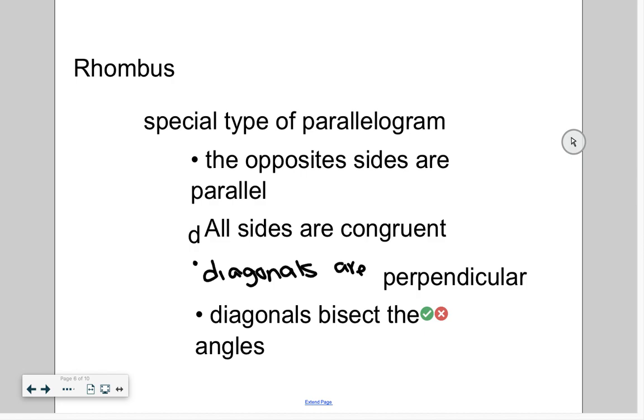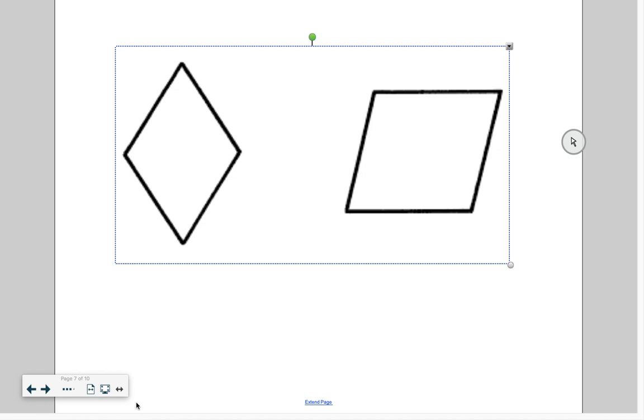So, rhombus has 4 special characteristics. The opposite sides are parallel, same rules as a parallelogram. All sides are congruent. Diagonals are perpendicular. And the diagonals bisect the angles. So, let's look at what that looks like real quick. So, a rhombus is going to be more of your diamond shape. Whereas a parallelogram can be like a shifted rectangle, a rhombus, that special type of parallelogram, is going to be more of a shifted square. You can also call it a diamond, but the geometrically correct name is rhombus.